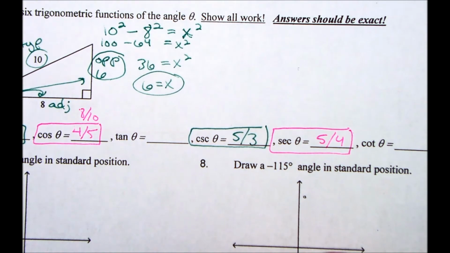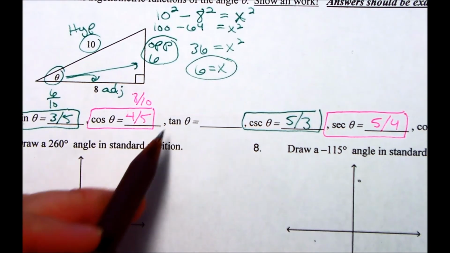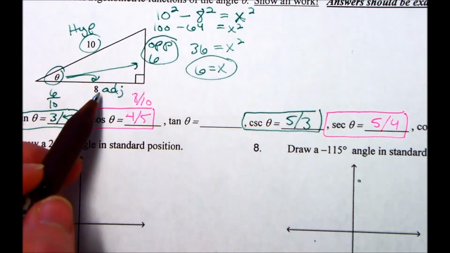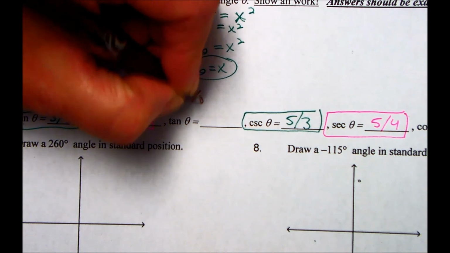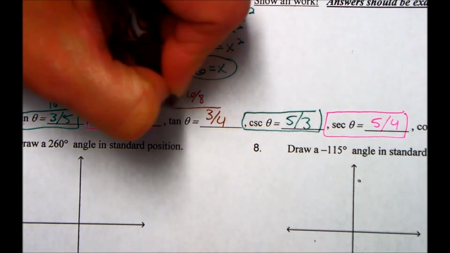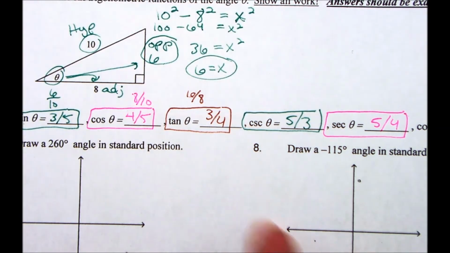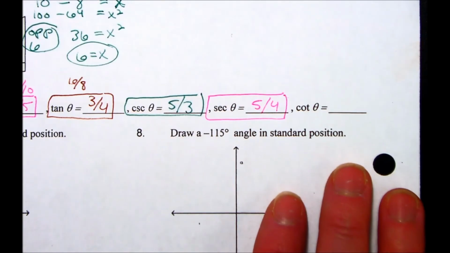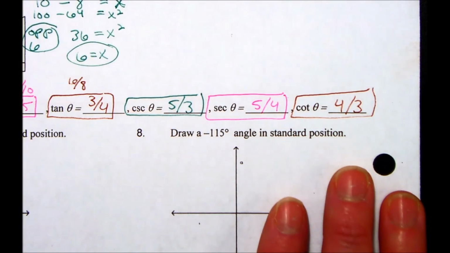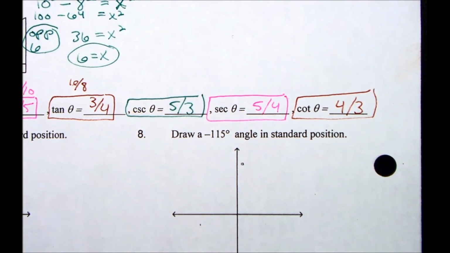And then last but not least, we're going to use a new color here. Tangent is the opposite over the adjacent, or 6 over 8. But 6 over 8 we can reduce to 3 over 4. And then the reciprocal of that, when we flip it, will become 4 over 3 for my cotangent theta. Okay, so those hopefully weren't too bad.